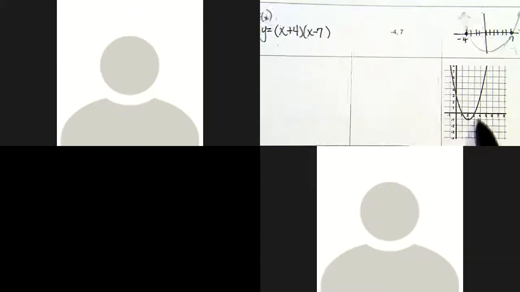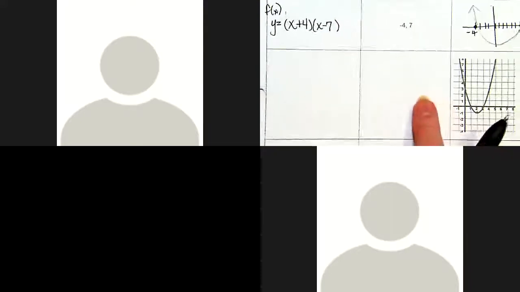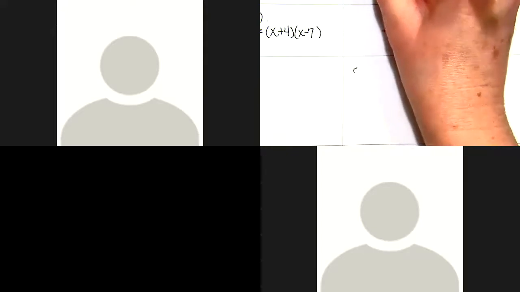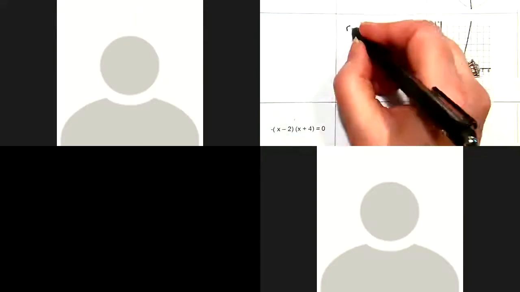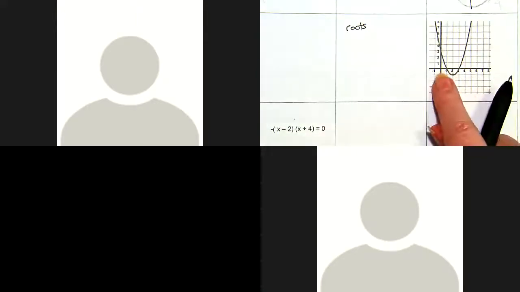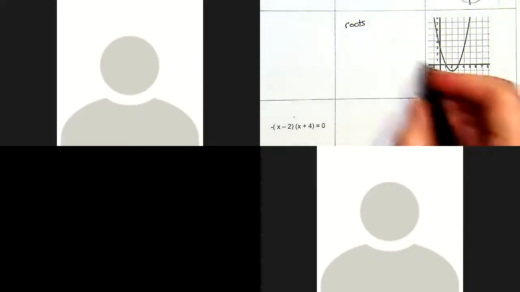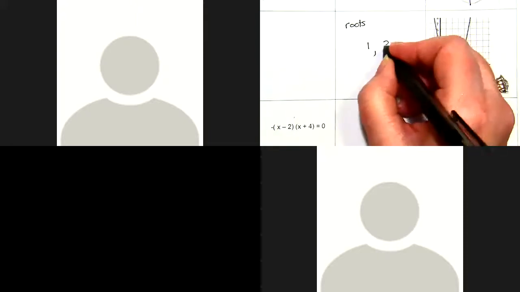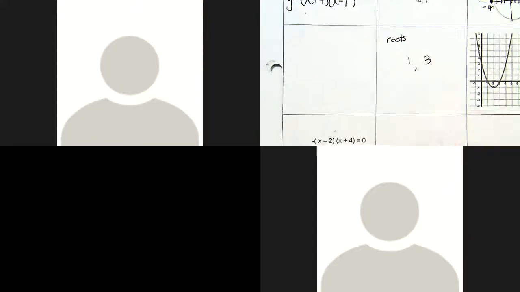So now we're going to start with the graph. Let's see if we can get to the factored form, but first let's find out what the roots are. Again, these have several names: roots, zeros, or solutions. So what do we see from this picture? 1 and 3. Yes, 1 and 3. Now don't put parentheses, because these are two different ones.